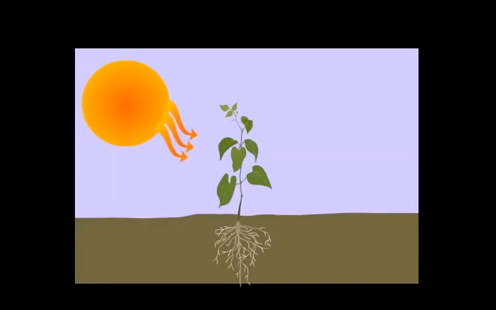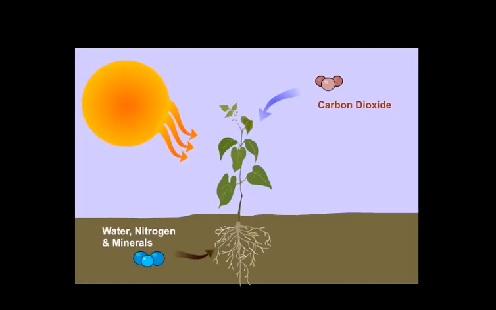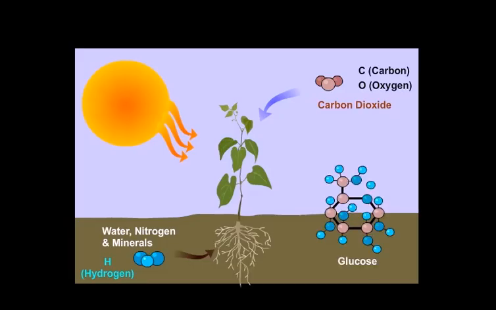In photosynthesis, plants use the energy from the sun, the carbon dioxide from the air, and water, nitrogen, and minerals from the soil to produce organic molecules. The carbon dioxide from the air donates carbon and oxygen, while the water absorbed from the soil donates hydrogen. These molecules combine to form organic molecules, predominantly glucose, in the process of photosynthesis.